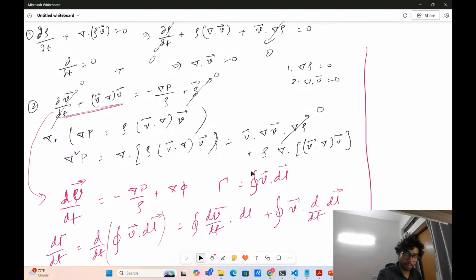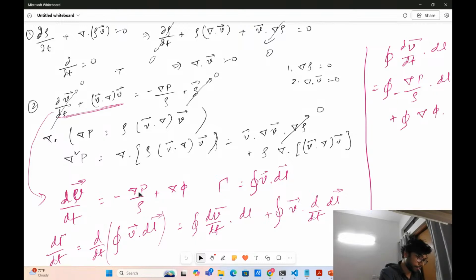Now let me do it here maybe. For the first term, let's write dv dt dot dl. I just use the Euler equation to get the dv dt, right? I use this equation to write dv dt. If you write dv dt using that, you will get minus del p by rho dot dl plus integration of del phi dot dl, right?